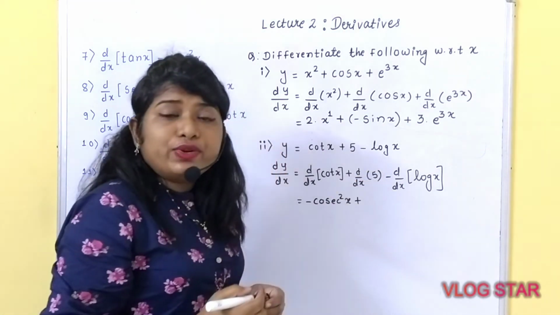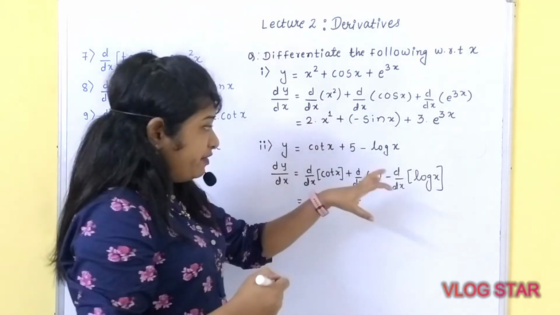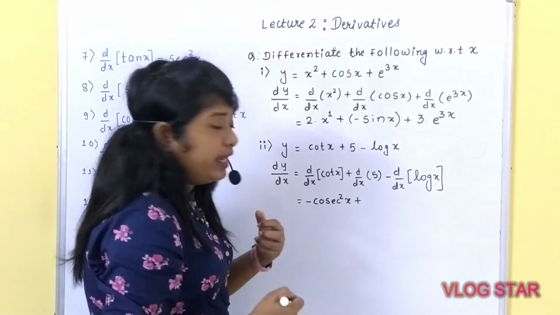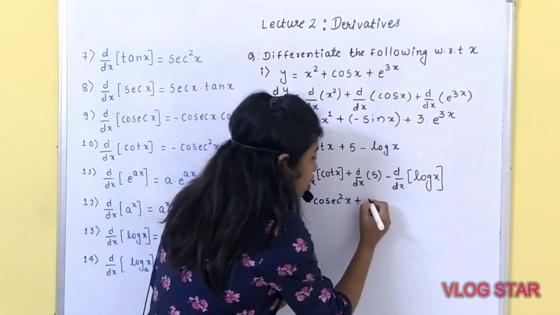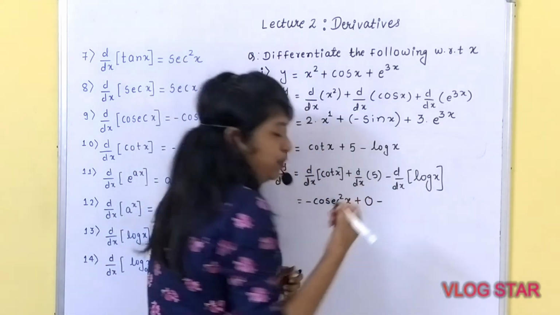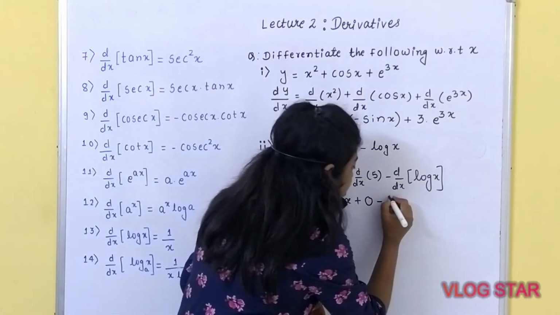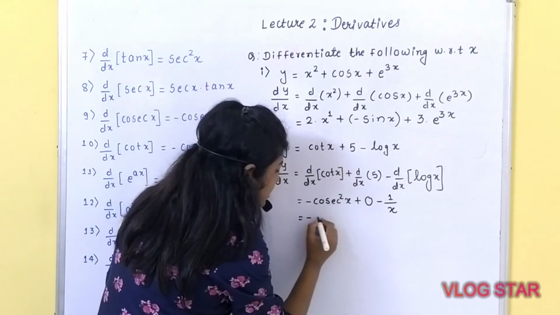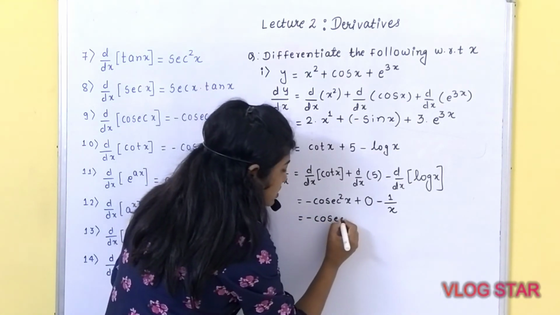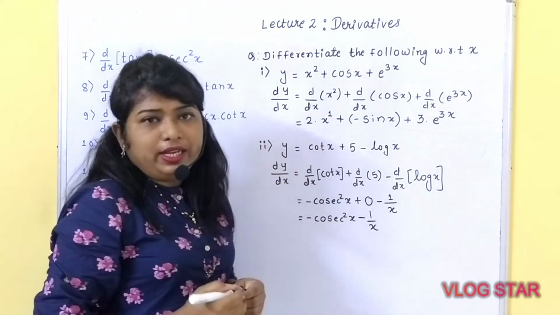What is the derivatives of pi, as pi is a constant term? Can you just tell me the derivatives of pi? Come on, you need to recollect the formulas from the previous video. The derivatives of the constant term is equal to 0. Minus what is the derivatives of log x? The derivatives of log x is 1 upon x. So the final answer is minus cosec square x minus 1 upon x.